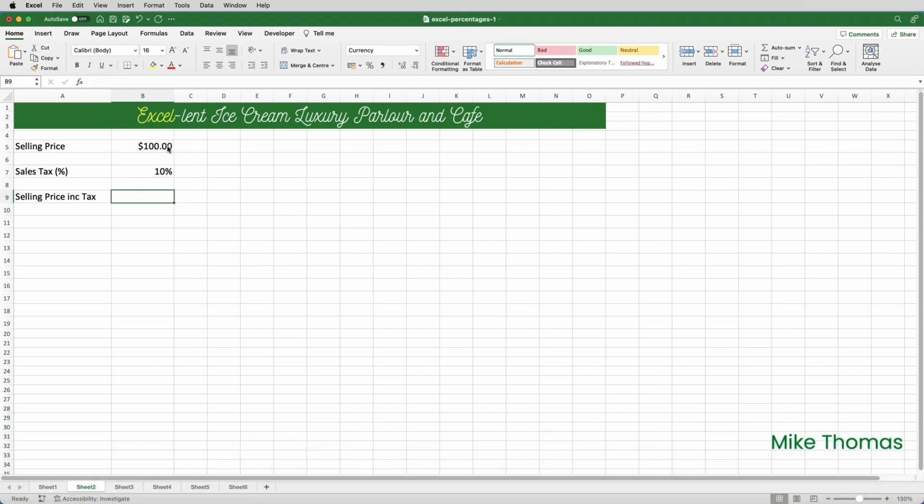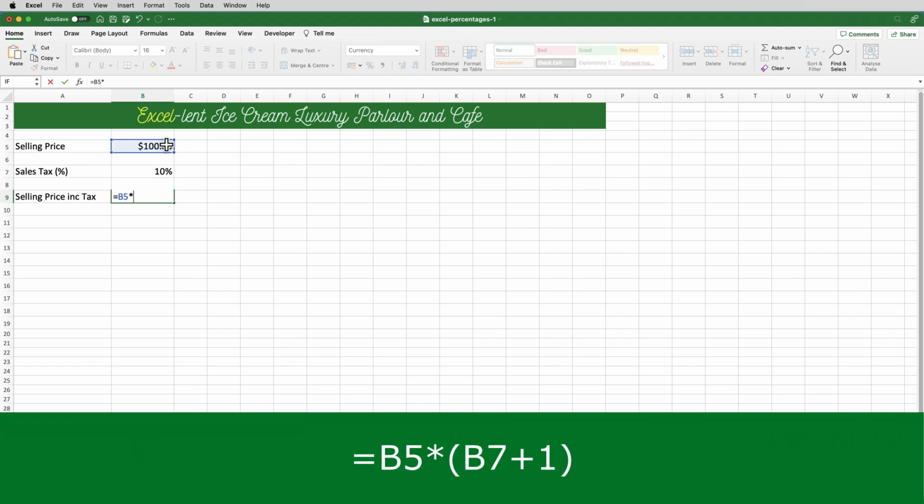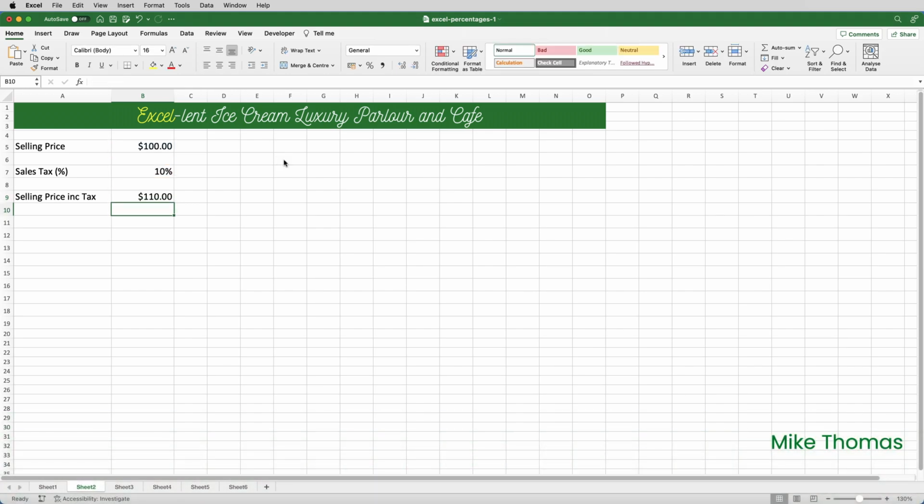I could have done that a different way. I could have put the selling price multiplied by, and then in brackets, B7 plus 1. Which is basically 110% of the selling price. Gives me the same answer, so two different ways of doing it.